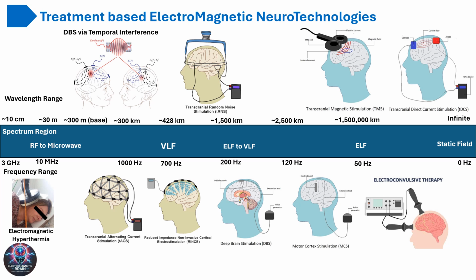3. Temporal interference stimulation uses two high-frequency electrical fields that intersect to create low-frequency stimulation. This technique could provide non-invasive DBS alternatives. Understanding these frequency ranges helps tailor treatments to specific conditions, making electromagnetic neurotechnologies powerful tools in modern medicine.